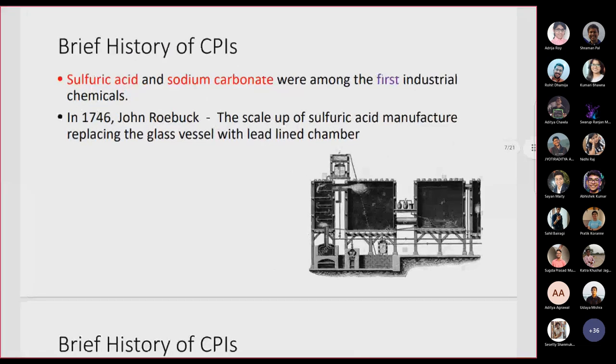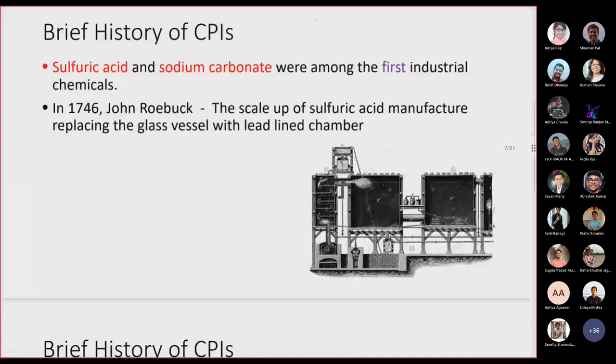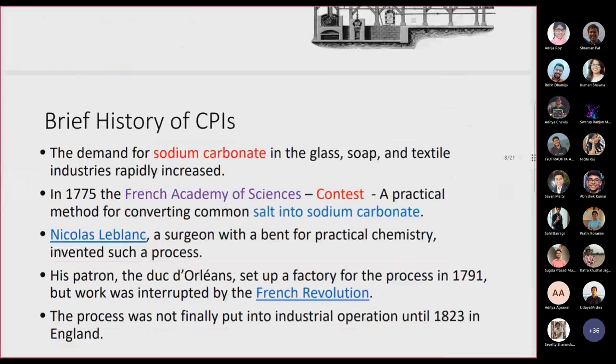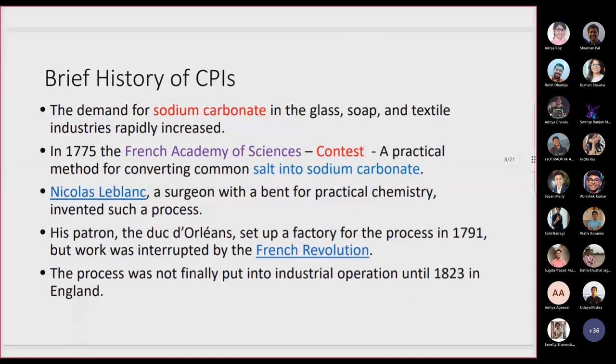You might be aware of it from any chemistry course. After sulfuric acid, using the lead-lined chamber, came the production of sodium carbonate. Sodium carbonate became popular in those days in the early inventions in the glass industries, soap industries, and textile industries, so the need for sodium carbonate increased.